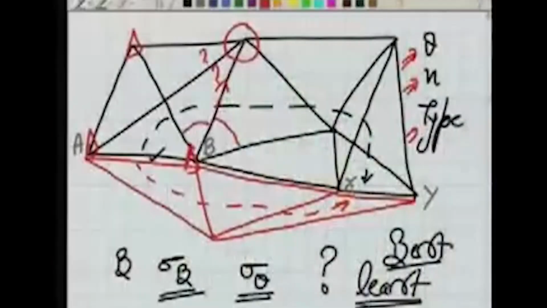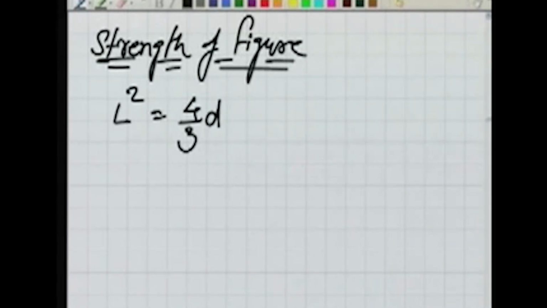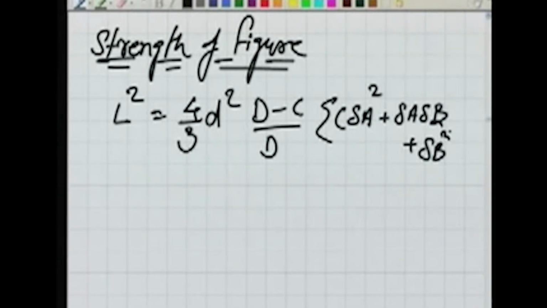Now what that formula is, I am straight away coming to the formula. It is given as L square is 4 by 3 d square into (D minus C) by D into sigma of (del A square plus del A del B plus del B square). Now what these terms are, I am going to explain now.